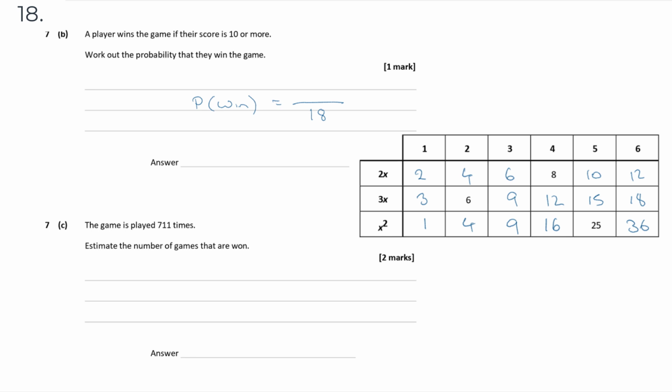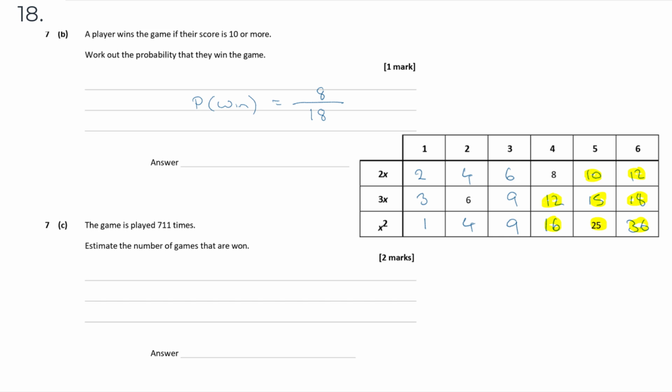Now, how many of those outcomes are 10 or more? Well, that's 10, and that's more than 10. That's more than 10, that's more than 10, that's more than 10. That's more than 10, that's more than 10, that's more than 10. So I make that 2, 4, 6, 8 outcomes that are more than 10. So the probability then is going to be 8 out of 18.